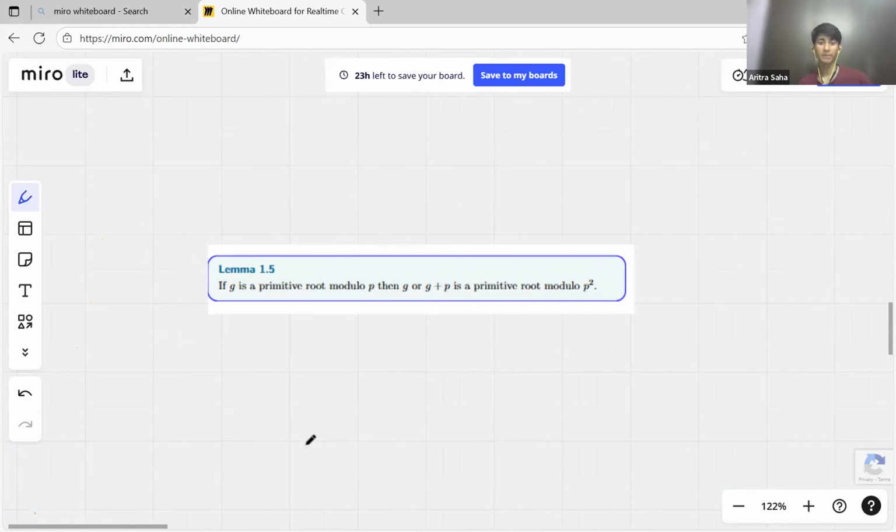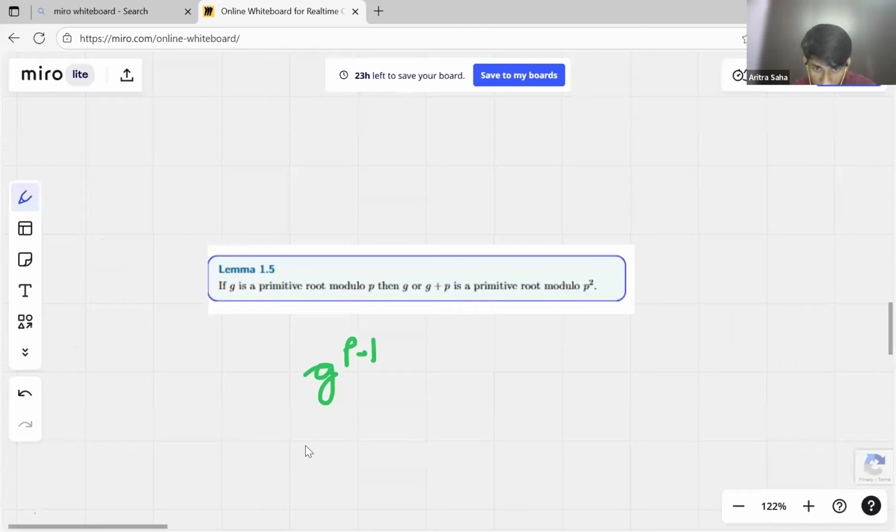If g is a primitive root mod p, then g or g plus p is a primitive root modulo p square. Like for the sake of contradiction, you can assume g is not a primitive root modulo p square, and you should try to prove that g plus p is a primitive root modulo p square.